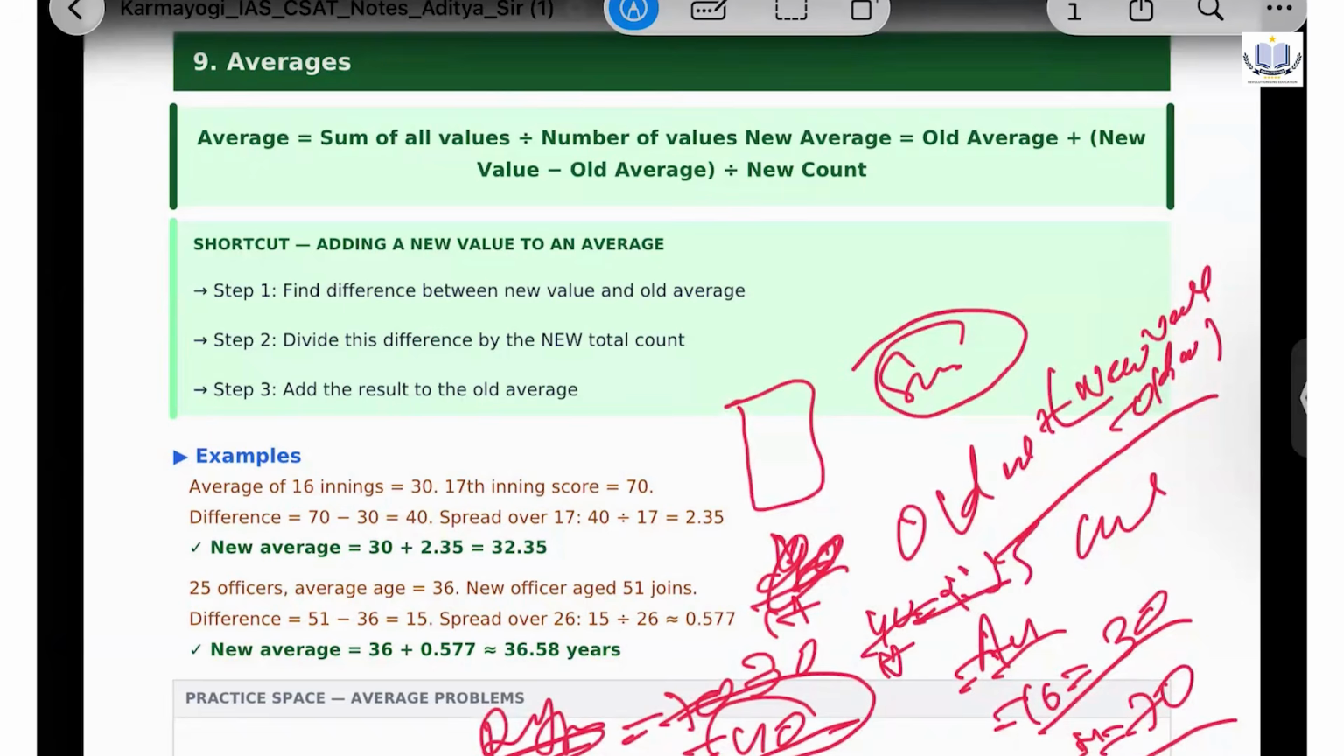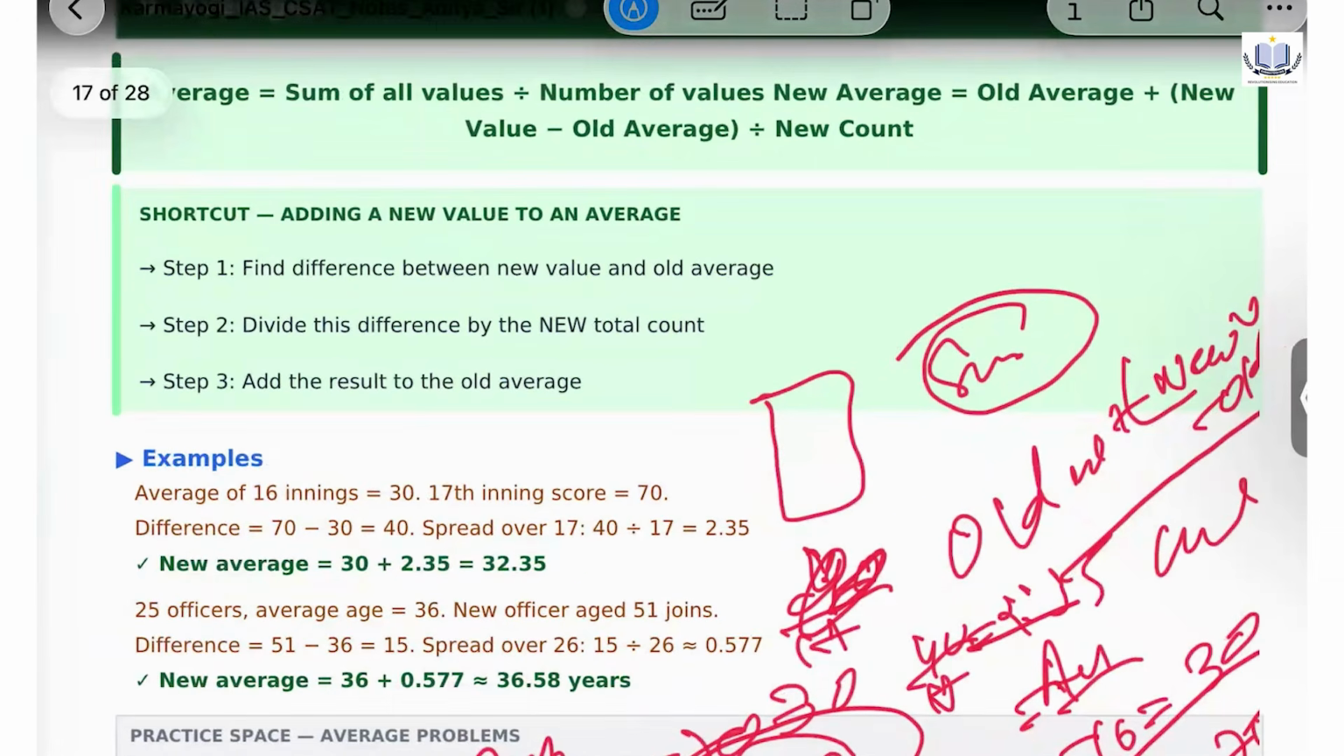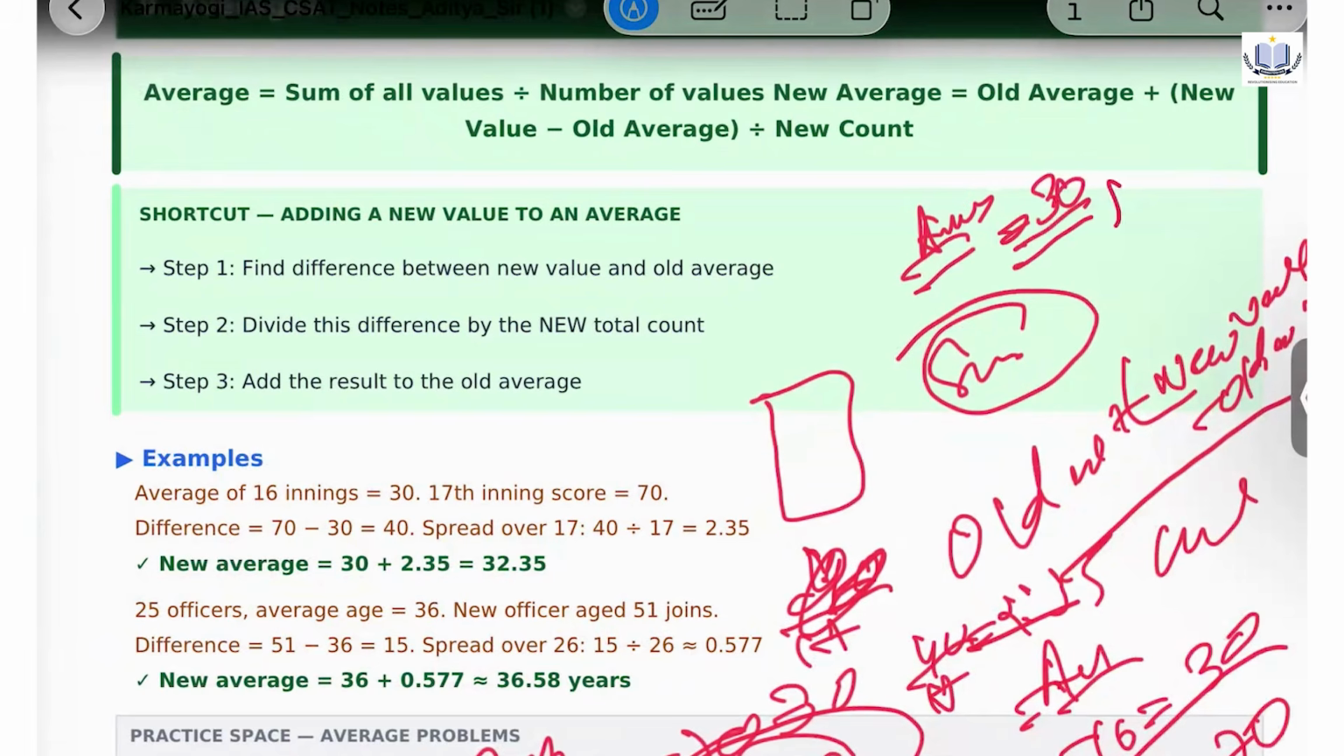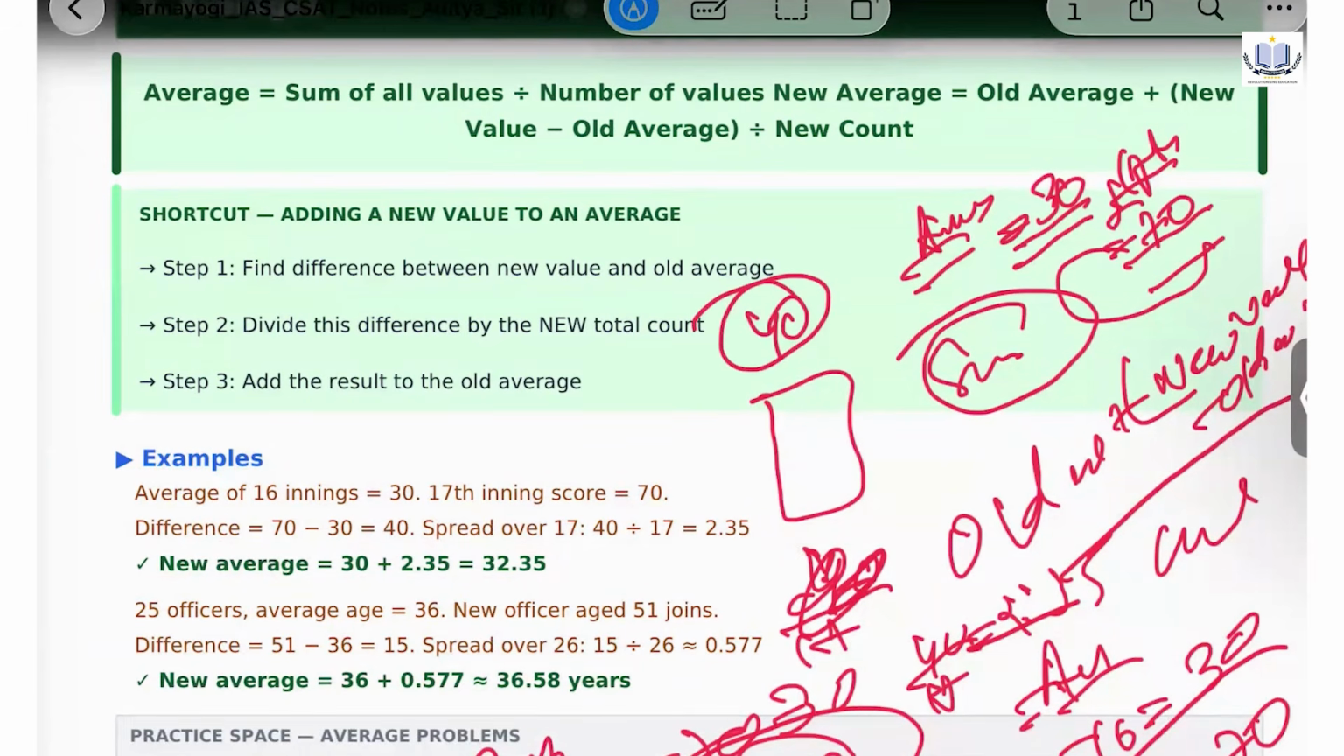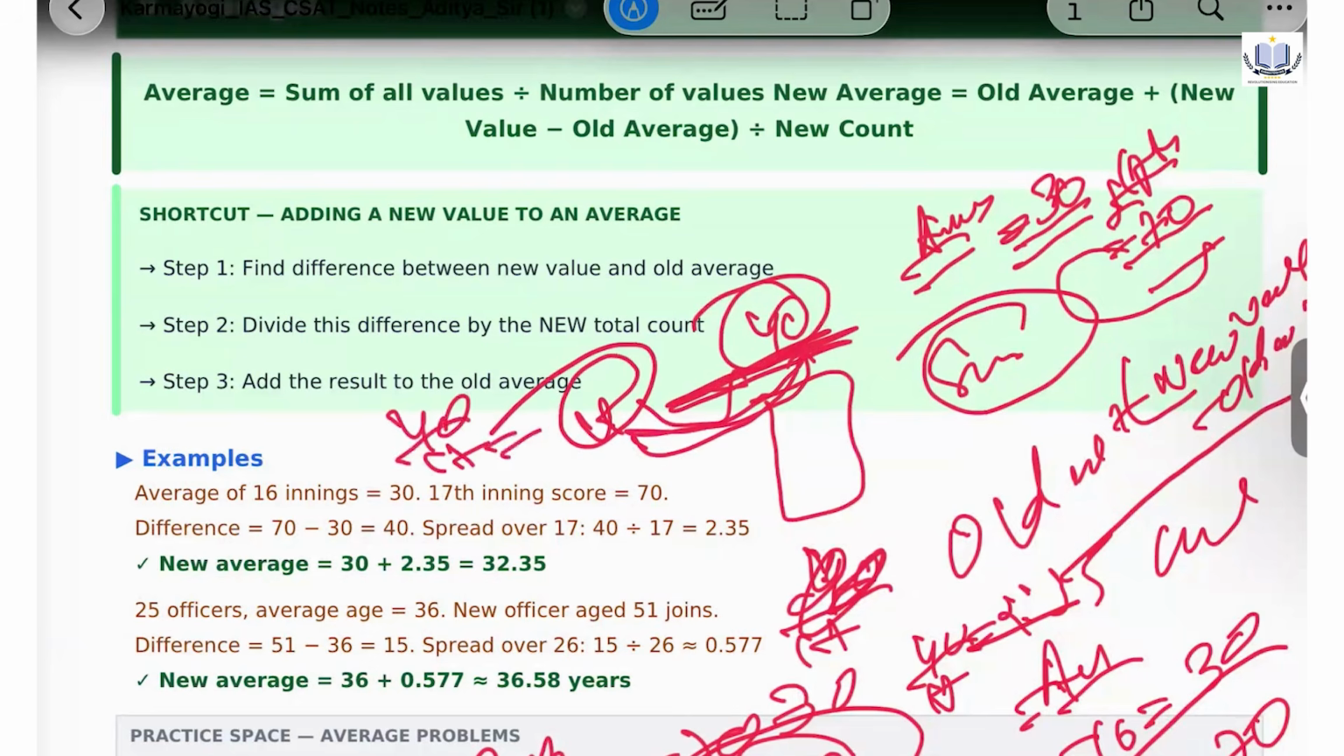Again, I got confused. Okay, understand it like this. Average of 16 innings equal to 30, 17th inning score equal to 70. So the new number is 70 and it is adding 40 more than the average. This extra 40 will be spread in all the 17 innings. So how much is it adding to each? 40 divided by 17, that is 2.35. So the new average will be 30 plus 2.35, that is 32.35.